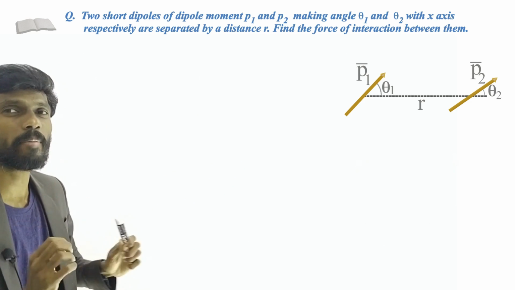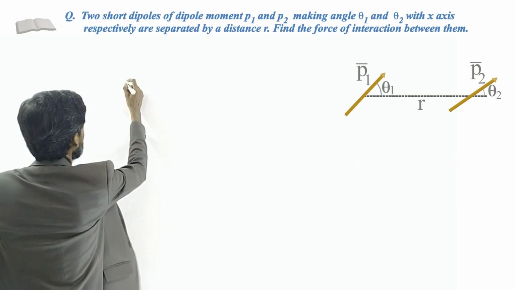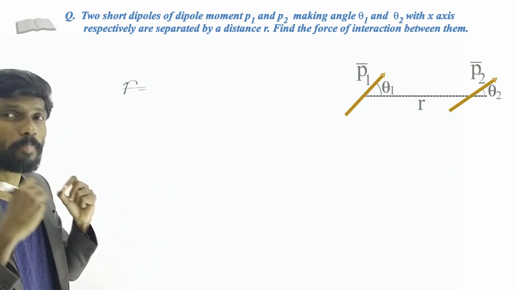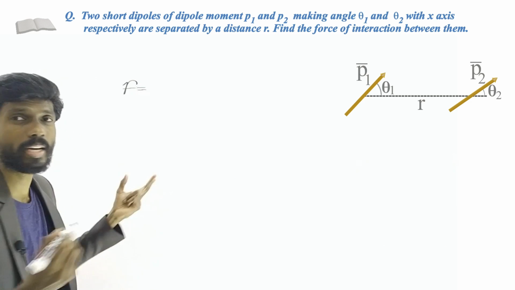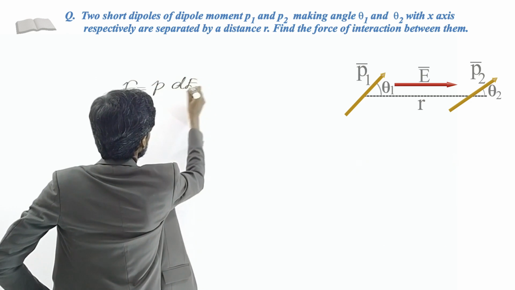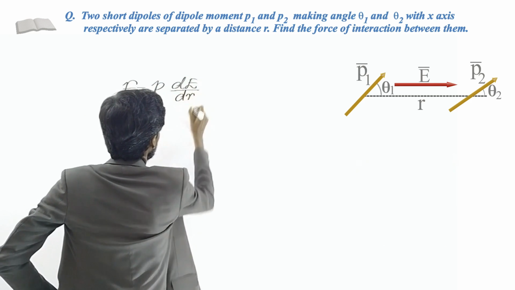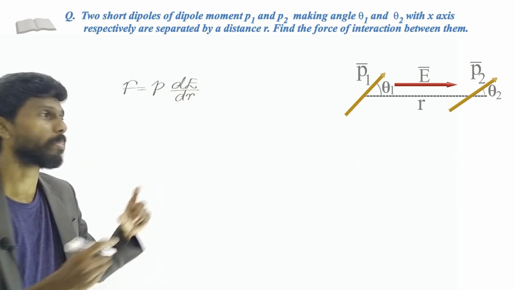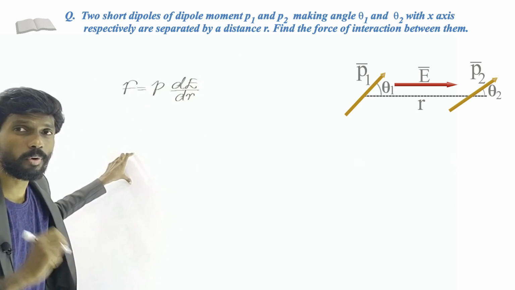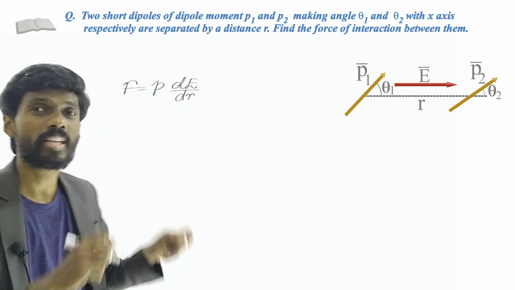We almost use the same idea. The formula is: force equals the dipole moment multiplied by the derivative of the electric field. So that is P multiplied by the derivative d by dr or d by dx, depending upon what you take as the distance. This is the formula for the force, but that is only when the directions are the same.